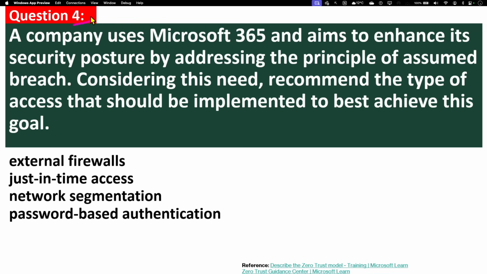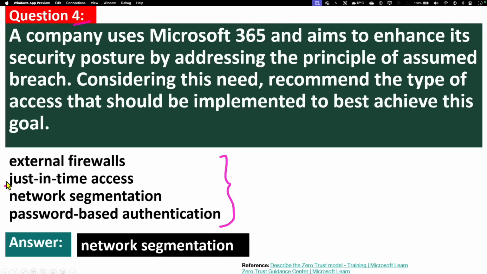Question number 4. A company uses Microsoft 365 and aims to enhance its security posture by addressing the principle of assumed breach. Considering this need, recommend the type of access that should be implemented to best achieve this goal. Out of all the presented options, which one do you think is the appropriate correct answer? The correct answer is network segmentation.